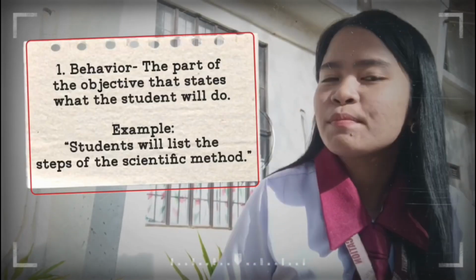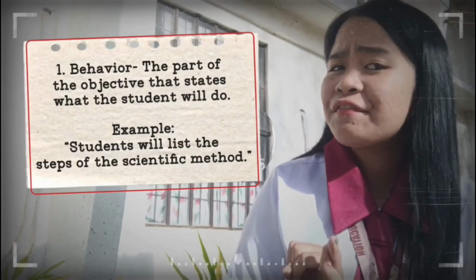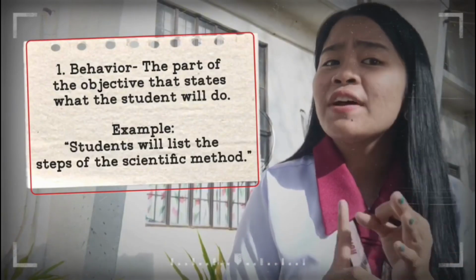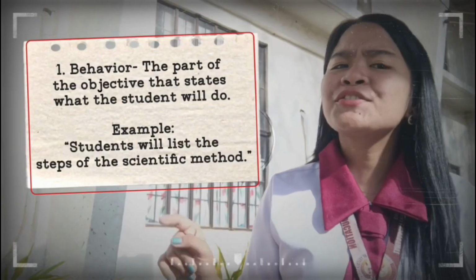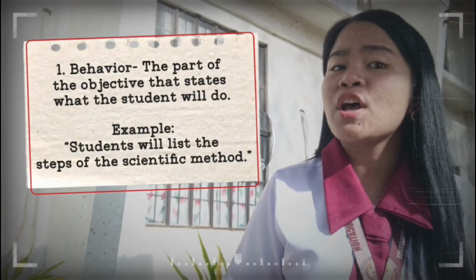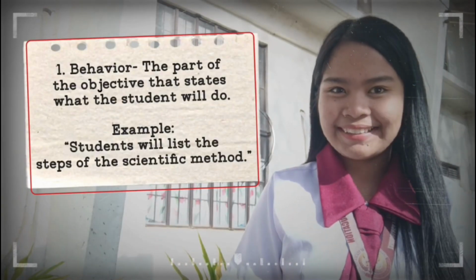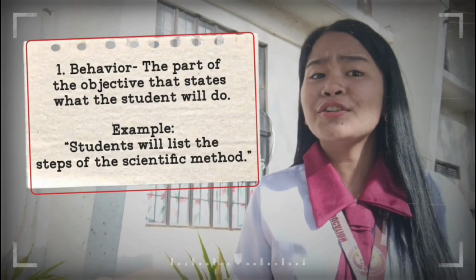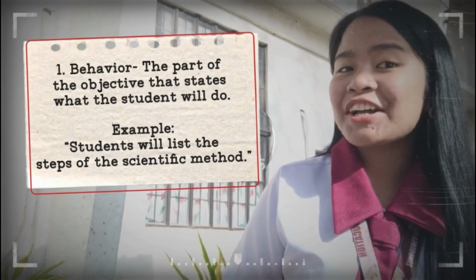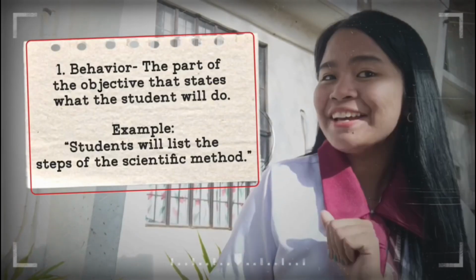Behavior must use measurable verbs like identify, write, solve, classify, and create. Example, students will list the steps of the scientific method. Behavior is the list. The teacher can check the student's written list. The action is clear, visible, and measurable.